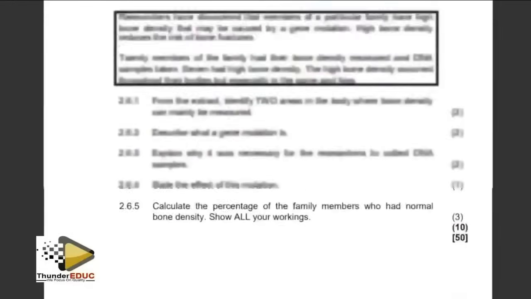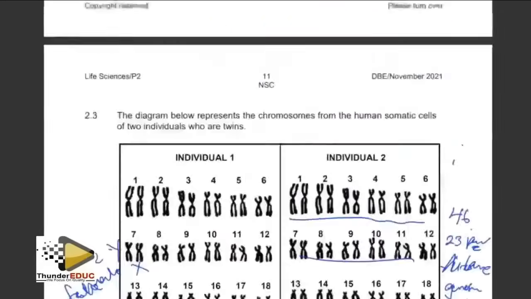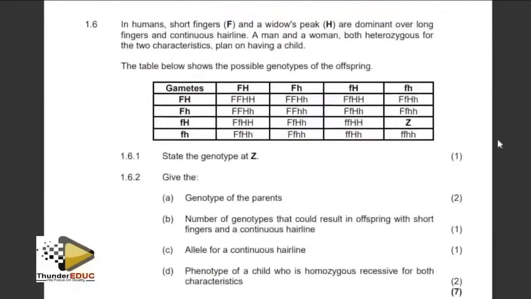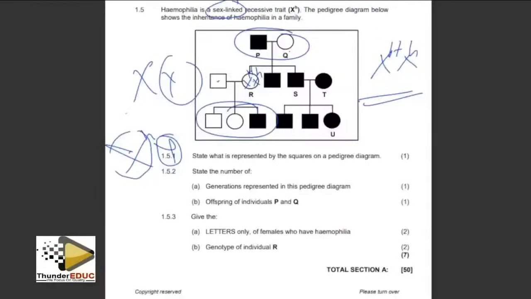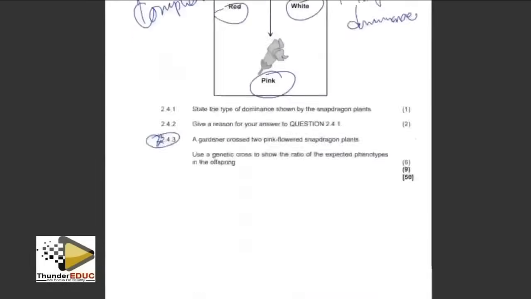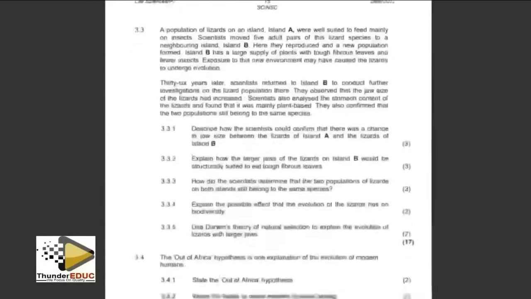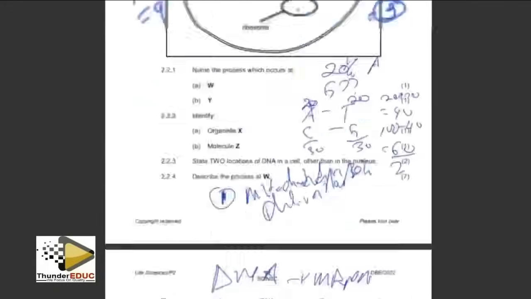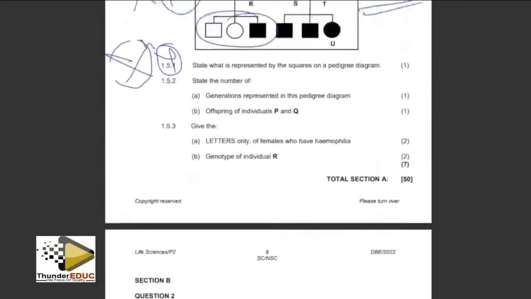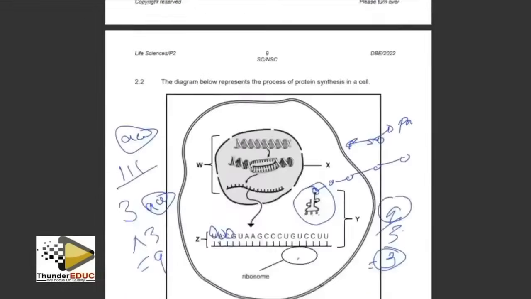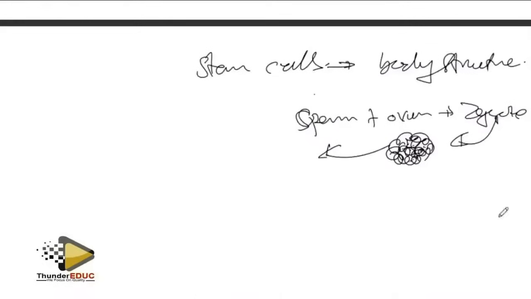I skipped something which is very, very important. That is the dihybrid cross. Yes. Let me leave it there so that I don't forget again. Dihybrid. I want to show you how you identify the genotypes using the gametes, because that is a very problematic question. Okay. So in this case, I can't find the question there.